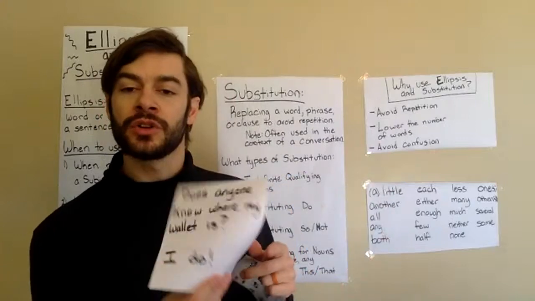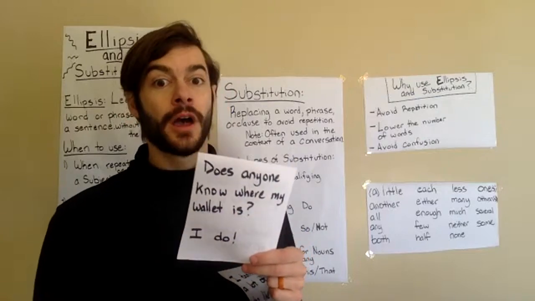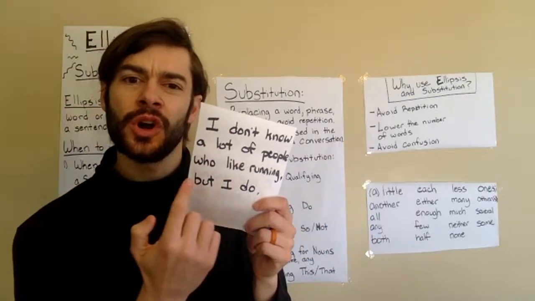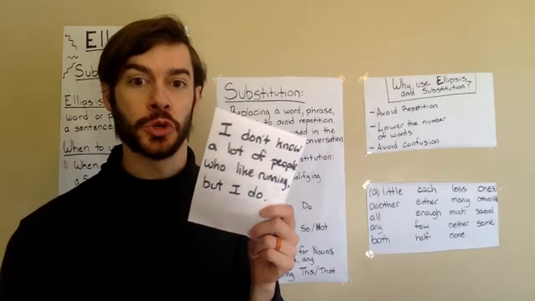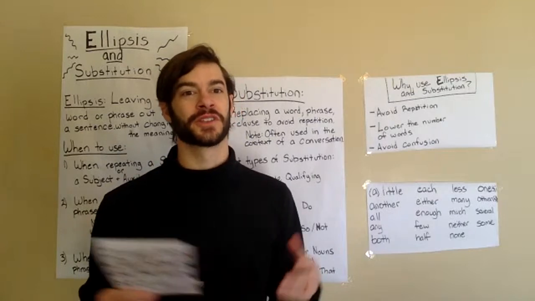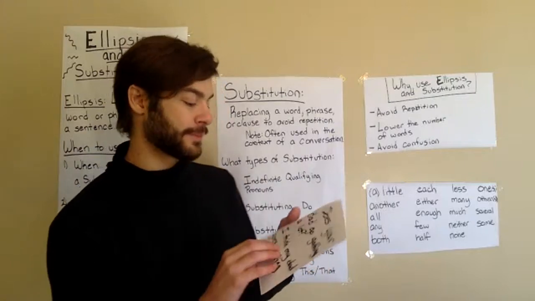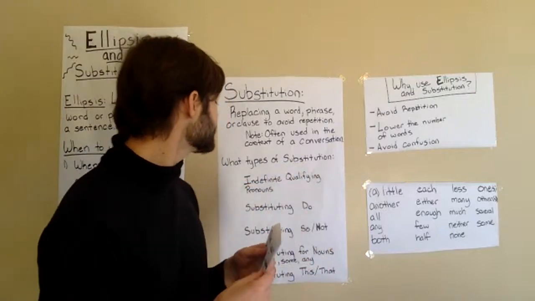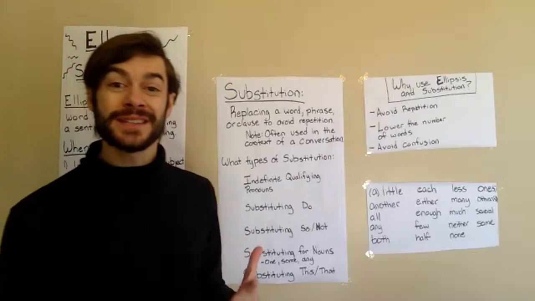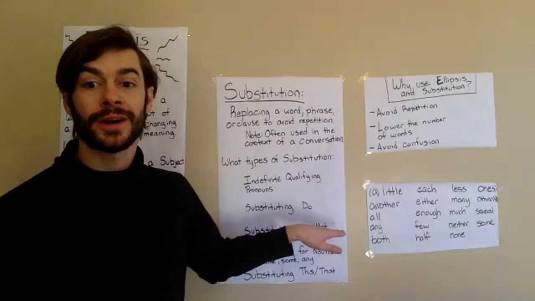So in the last example, you made a great observation. We can say, does anyone know where my wallet is? I know, or I do. But in this one, we have to say, I don't know a lot of people who like running, but I do. We can only use do here. We can't say know, okay? Great observations, everyone. It's very, very good. Okay, so now let's take a look at one more example, okay? This is now another example of, instead of substituting do, now we can substitute the word so or the word not, okay? So or not.